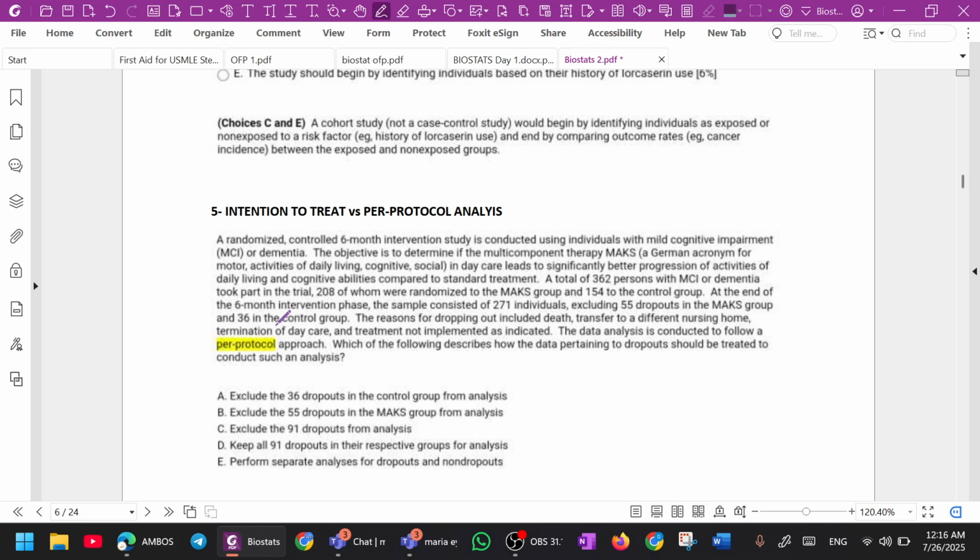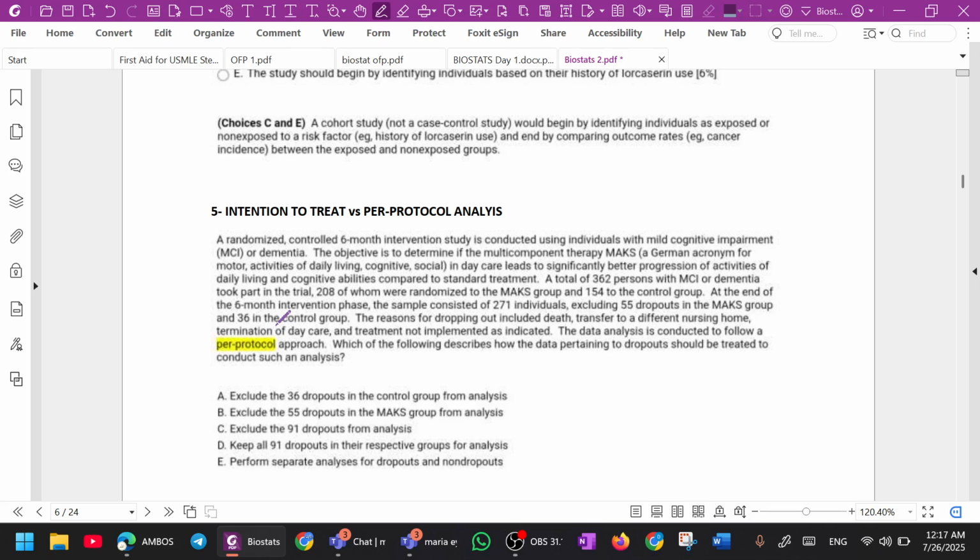At the end of the 6-month intervention phase, the sample consisted of 271 individuals, excluding 55 dropouts in the MAX group and 36 in the control group. The reasons for dropping out included death, transfer to a different nursing home, termination of daycare, and treatment not implemented as indicated. The data analysis is conducted following the per protocol approach. Which of the following describes how the data pertaining to dropout should be treated?